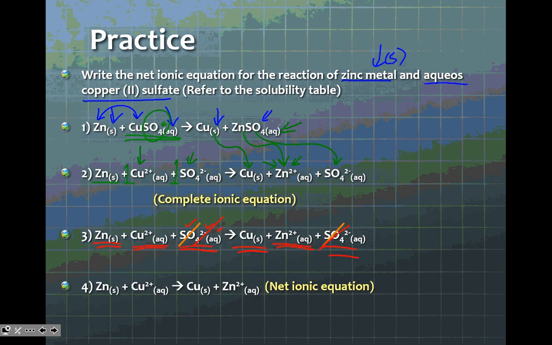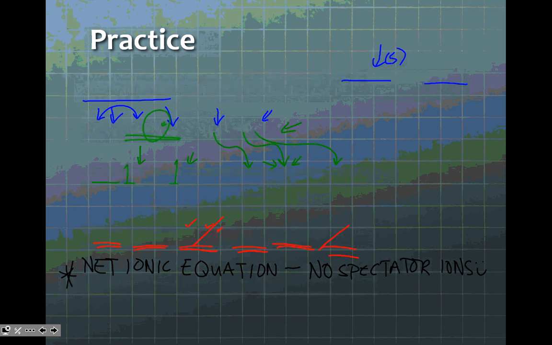So once we go through all of that, we rewrite it, because this is the net ionic equation, and it does not include spectator ions. Okay, no spectator ions here, and that's about it.